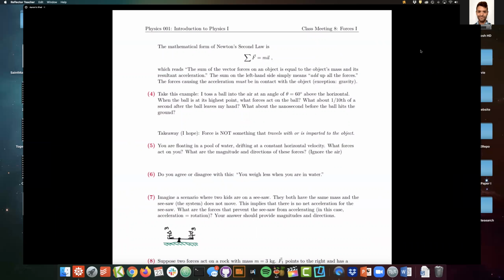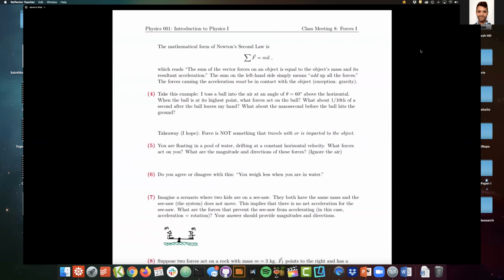Let's see, I toss a ball into the air. The ball is at the highest point, what forces act on the ball? So again, this is getting to the point that when the ball is at its highest point, it has perhaps momentarily stopped moving up or down. In this case, it's still moving horizontally, but gravity is nonetheless still acting. It's still accelerating, even if I threw the ball vertically upward and it came to rest momentarily at the top. V equals 0 does not mean A equals 0.